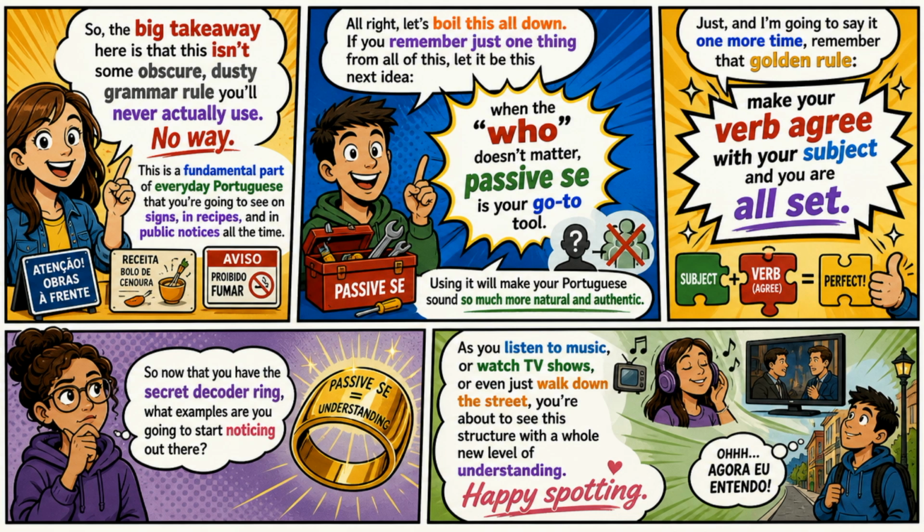When the who doesn't matter, passive "se" is your go-to tool. Using it will make your Portuguese sound so much more natural and authentic. Just, and I'm going to say it one more time, remember that golden rule. Make your verb agree with your subject, and you are all set. So, now that you have the secret decoder ring, what examples are you going to start noticing out there? As you listen to music, or watch TV shows, or even just walk down the street, you're about to see this structure with a whole new level of understanding. Happy spotting!